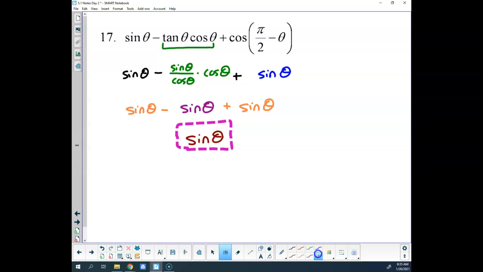So really, negative tangent of theta cosine of theta plus cosine of pi over 2 minus theta, that cancels each other out. The last two terms cancel each other out. Awesome. I love this stuff.